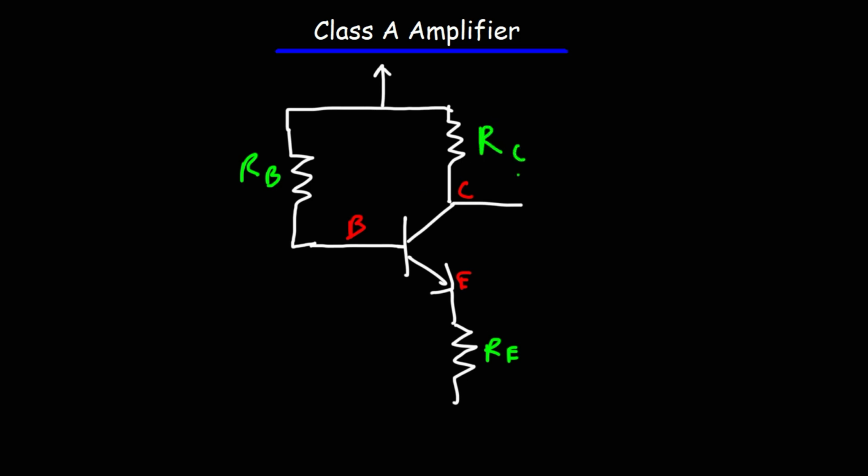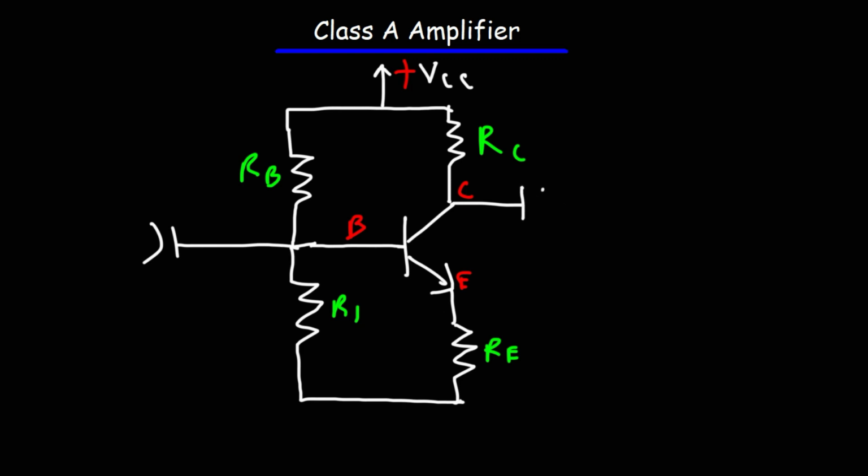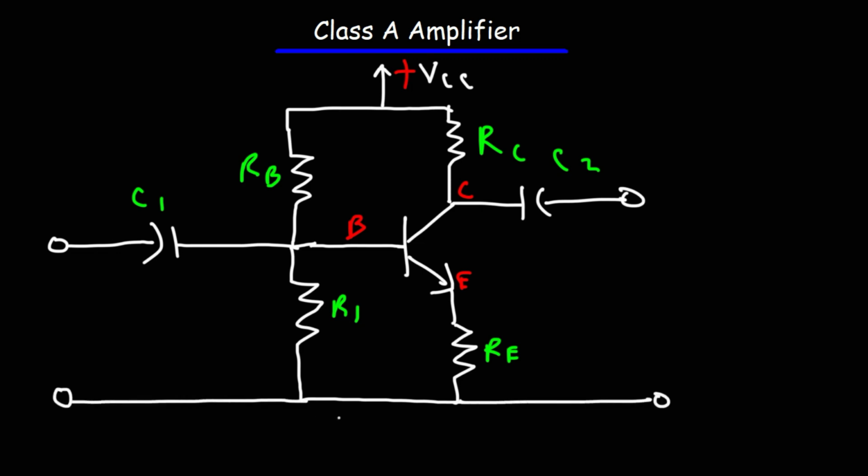Now RC and RB will be connected to VCC, the collector supply voltage, which will be the positive terminal of the battery. And then typically there's another resistor, which we'll call R1. RB and R1 form a voltage divider. Now the capacitors C1 and C2 are coupling capacitors. They're used to block DC, but they will pass an AC signal. And then we have the ground.